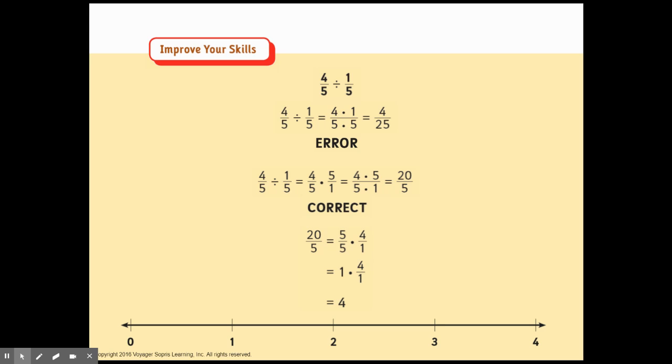Let's look at this on a number line. We see the answer 4 on the number line. This makes sense when we ask ourselves, how many fifths are there in 4/5? The answer is 4. The answer 4 out of 25 does not make sense because it's too small.